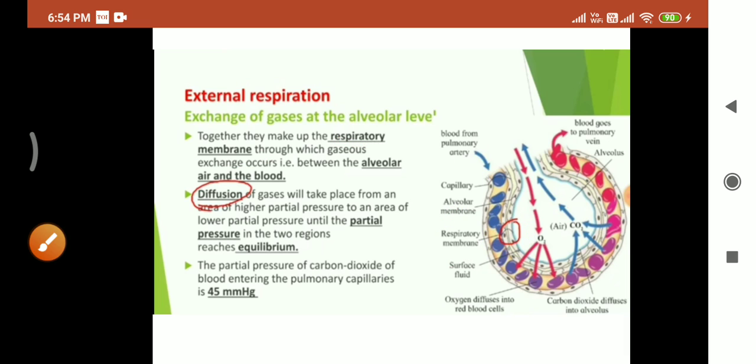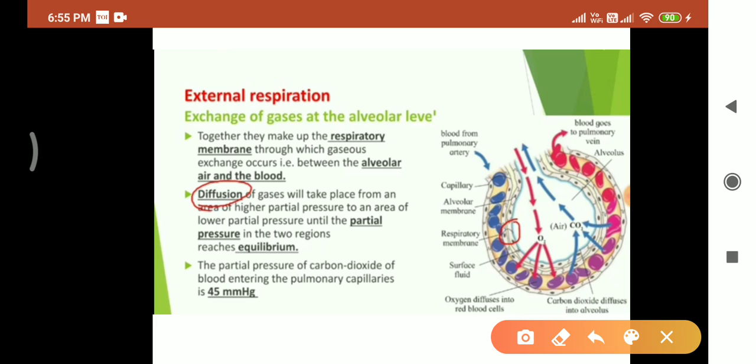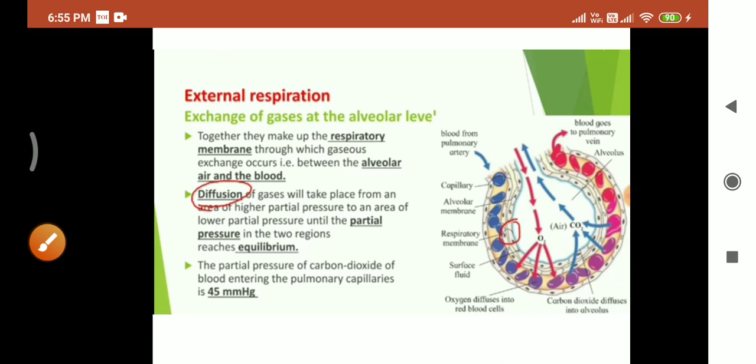And the next one is that exchange occurs between the alveolar air and the blood. Here the alveolus is a bag-like, balloon-like structure. Inside this alveolus, this is the air bag, there is nothing else present. When you see this, only gases are present, not liquid or other things. Only gas is present, so this gaseous structure is important. So what is the point? Together they make up the respiratory membrane.